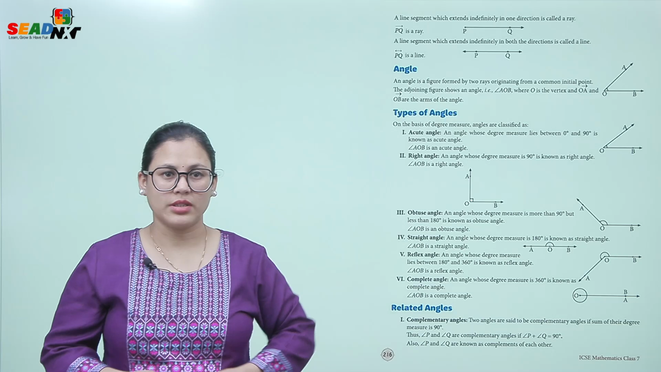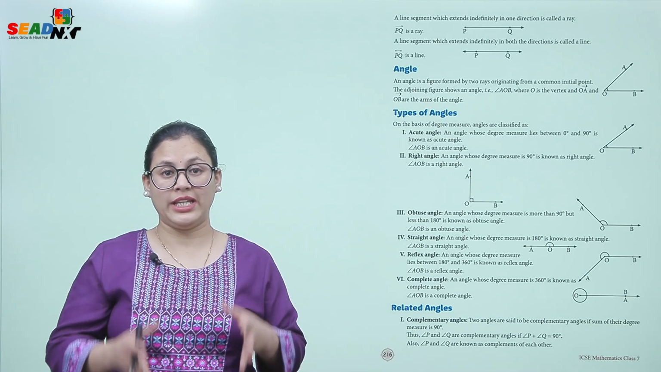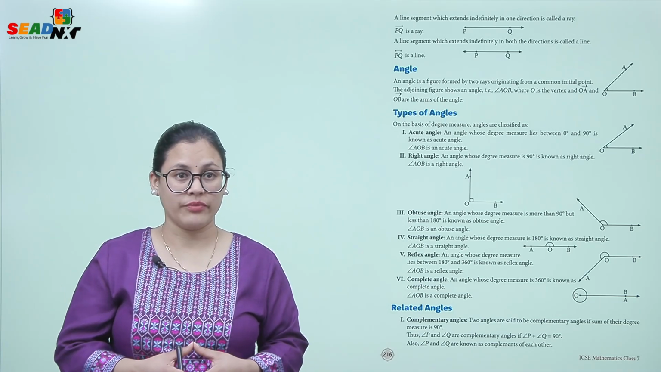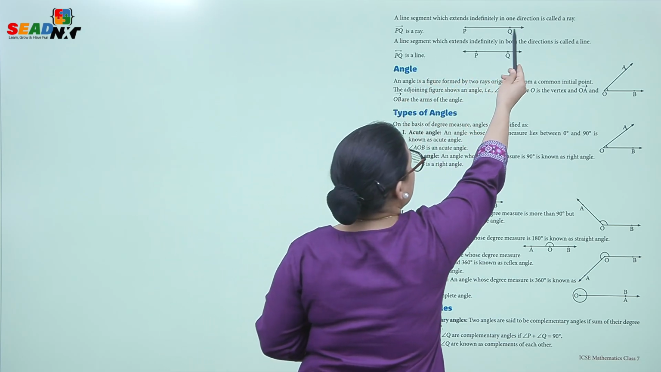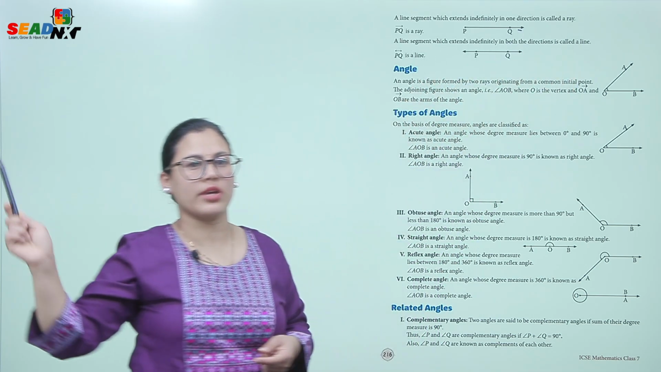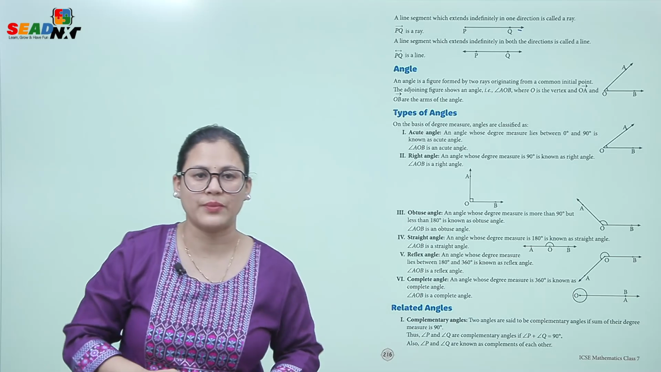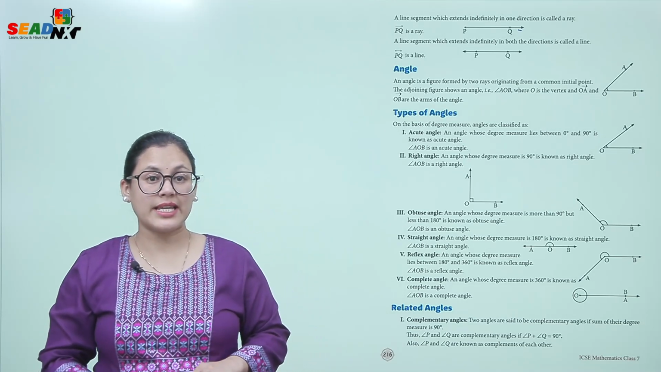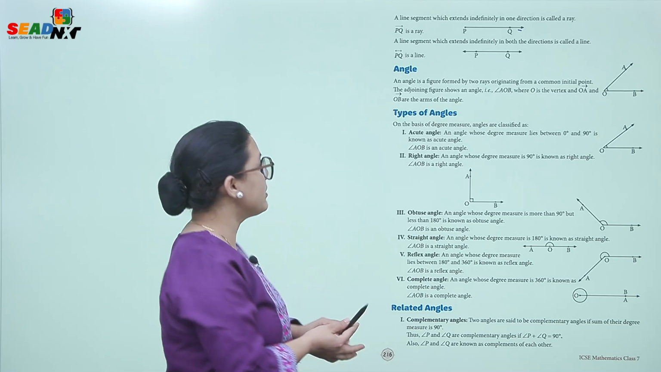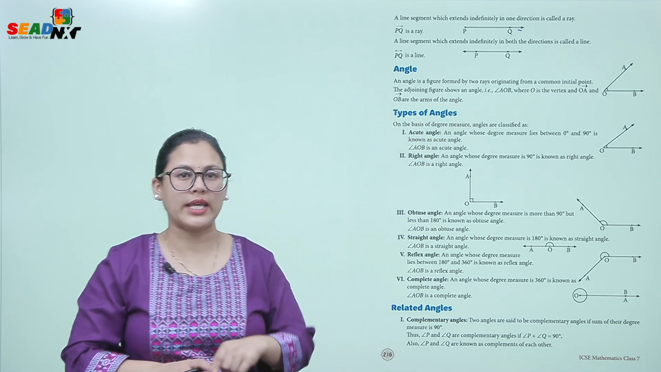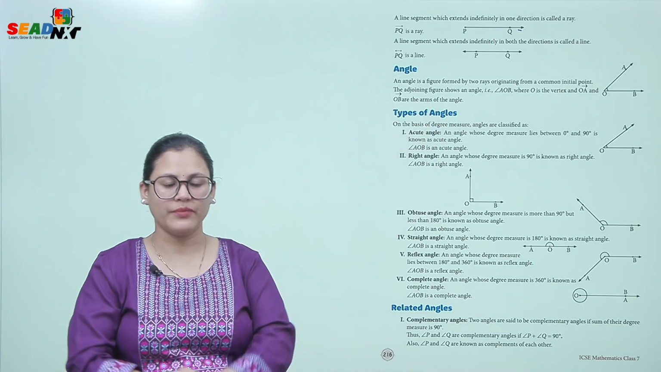A line segment which extends indefinitely in one direction is called a ray. See, PQ is a ray and this line segment will keep extending indefinitely in one direction, okay? It can be extended. A line segment which extends indefinitely in both the directions is called a line. For example, PQ is a line, okay? So we can extend this line from both the sides, okay?